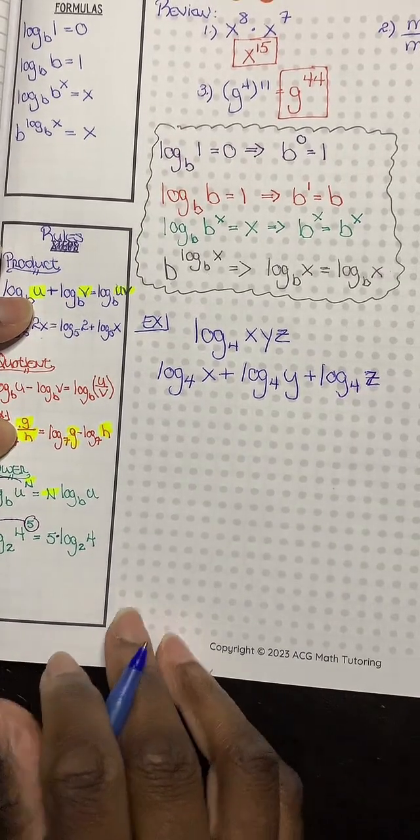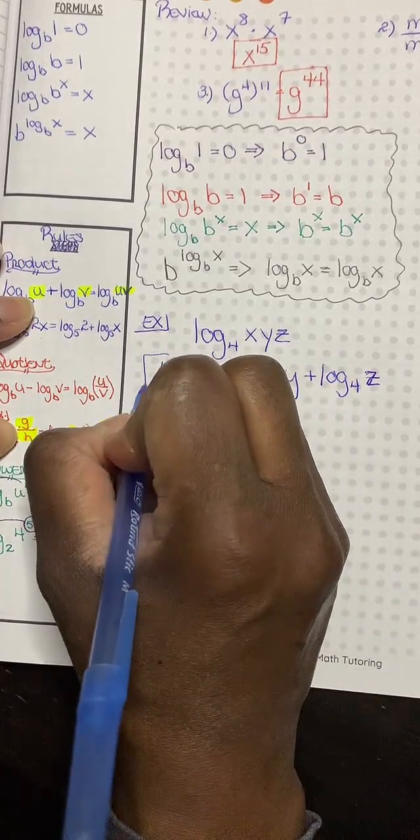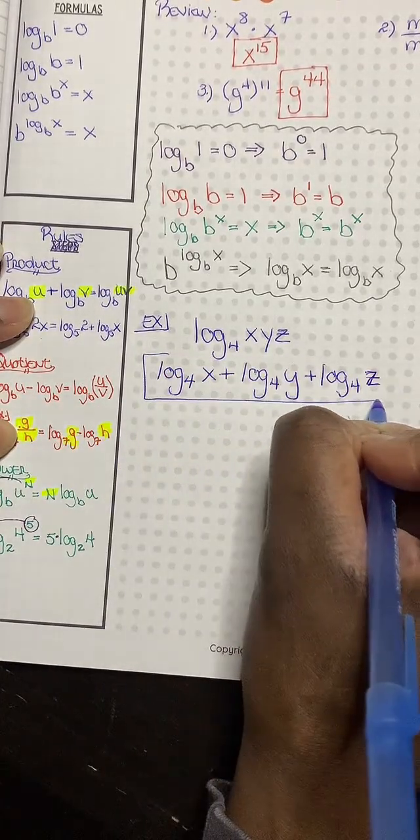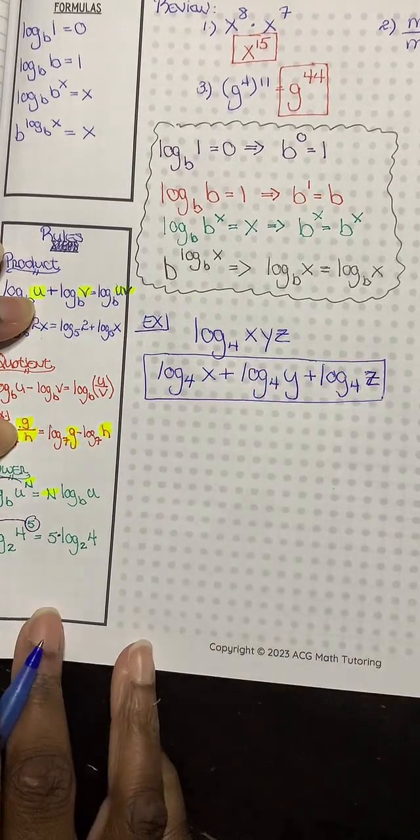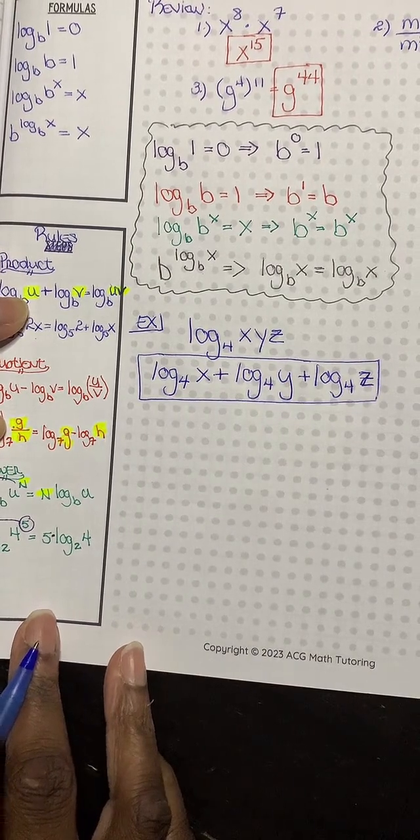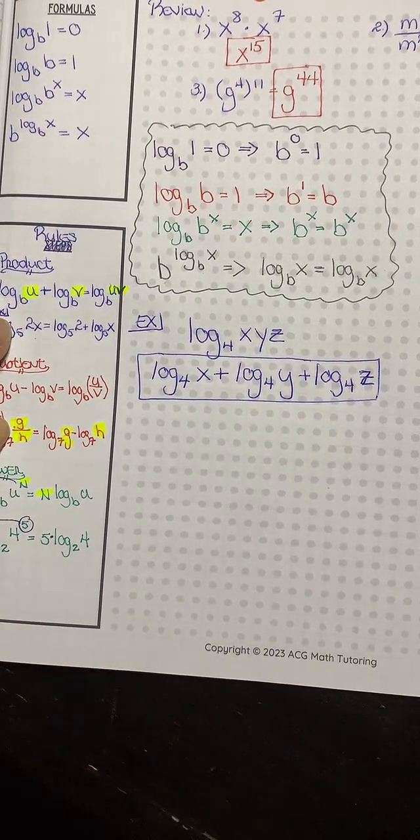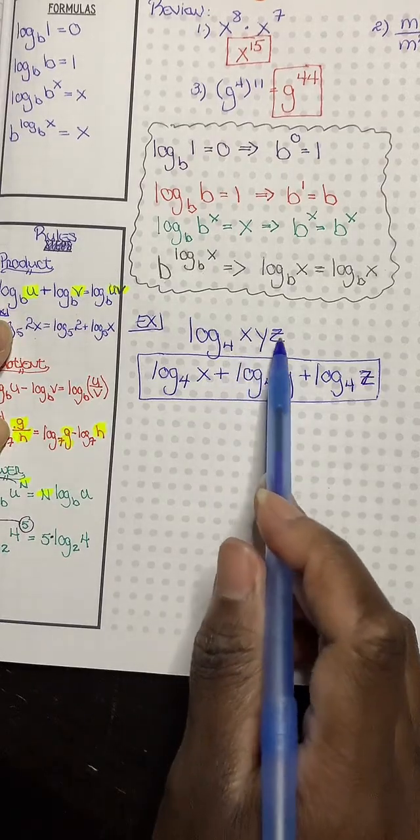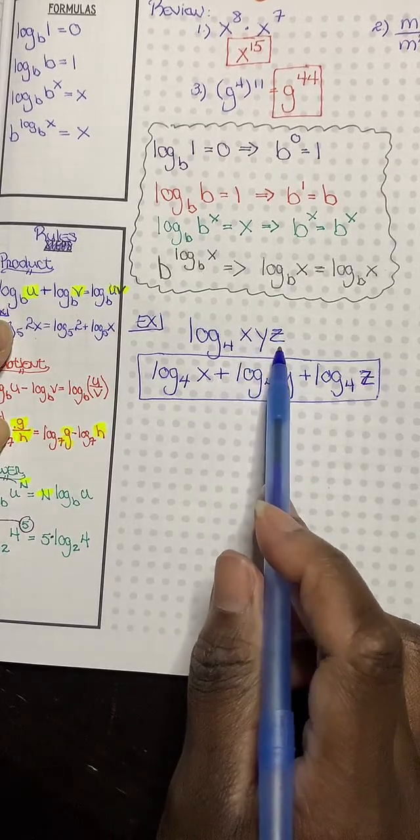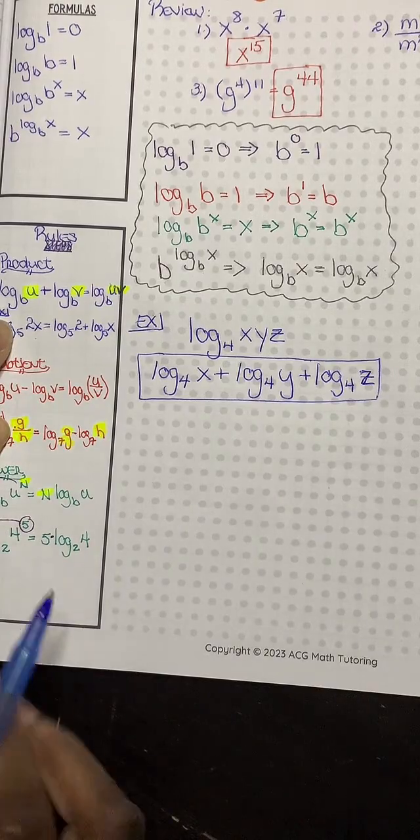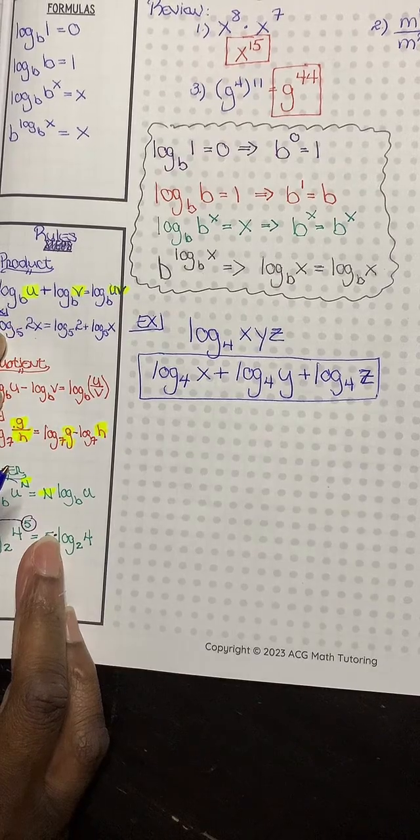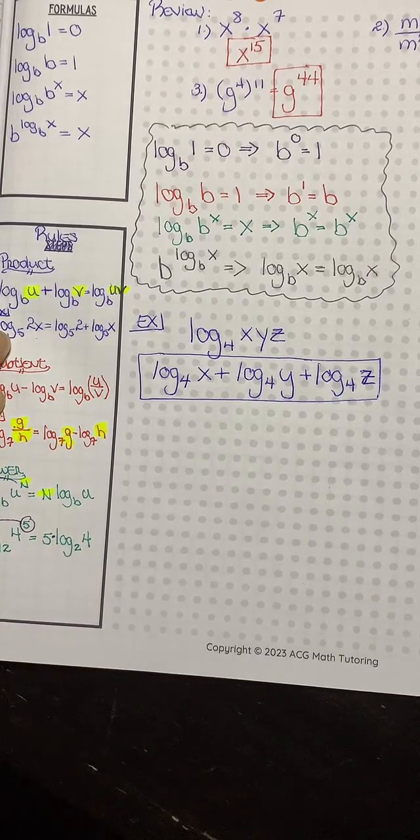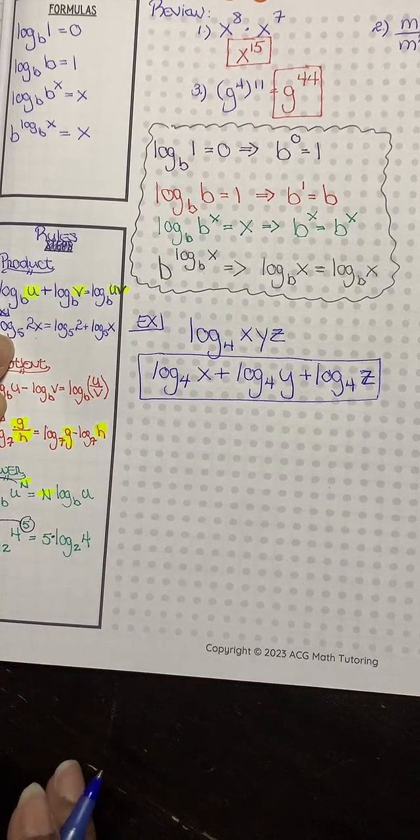Okay? What you just did was expand your log. That's all you did. Okay? So once you recognize, am I multiplying these numbers or variables, or am I dividing those numbers or variables? Okay, so let me try something a little more difficult.